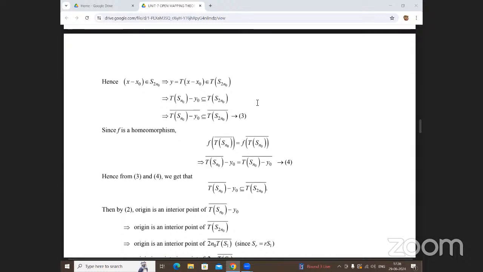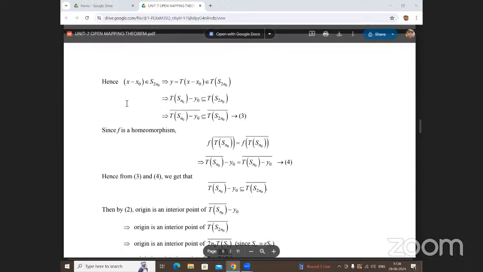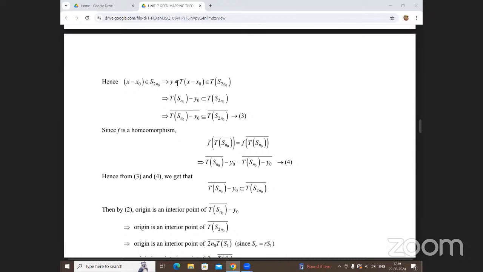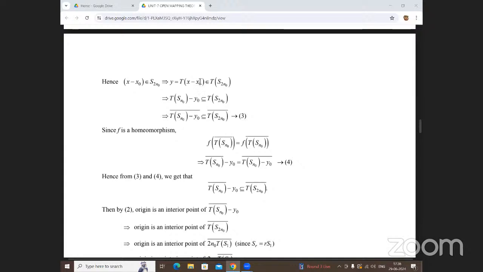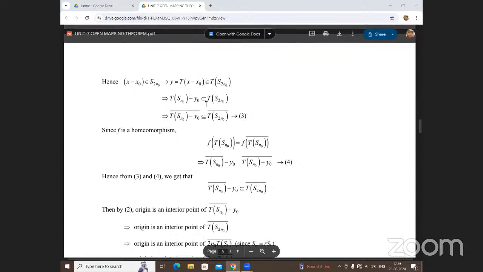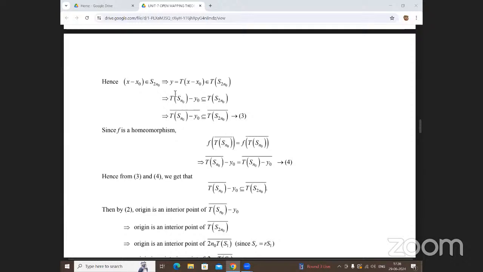Now, before the open mapping theorem, we will discuss this lemma, which follows from the Baire category theorem. There are so many representations of the open spheres S2n naught between x and x naught. Then the transformation value also belongs to T of S2n naught. So T of S2n naught minus y naught is also contained in or equal to this value S2n naught.